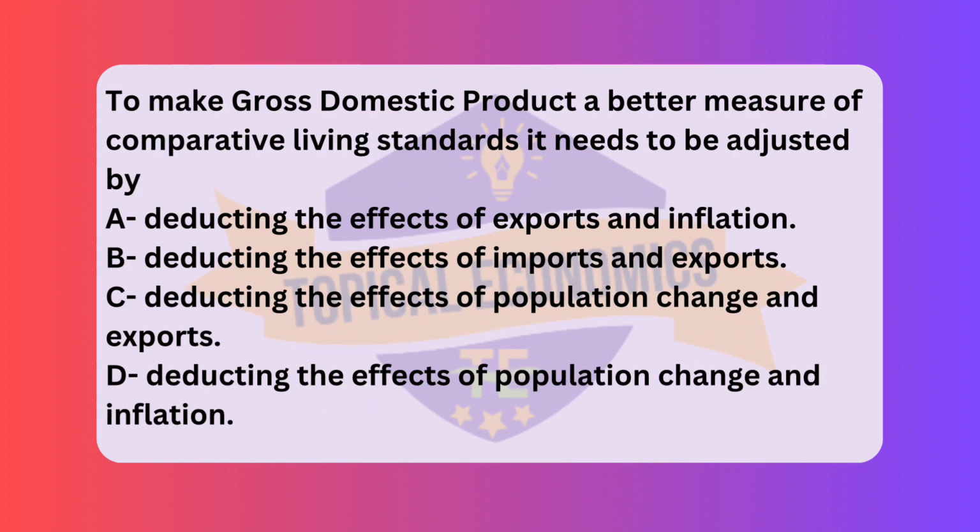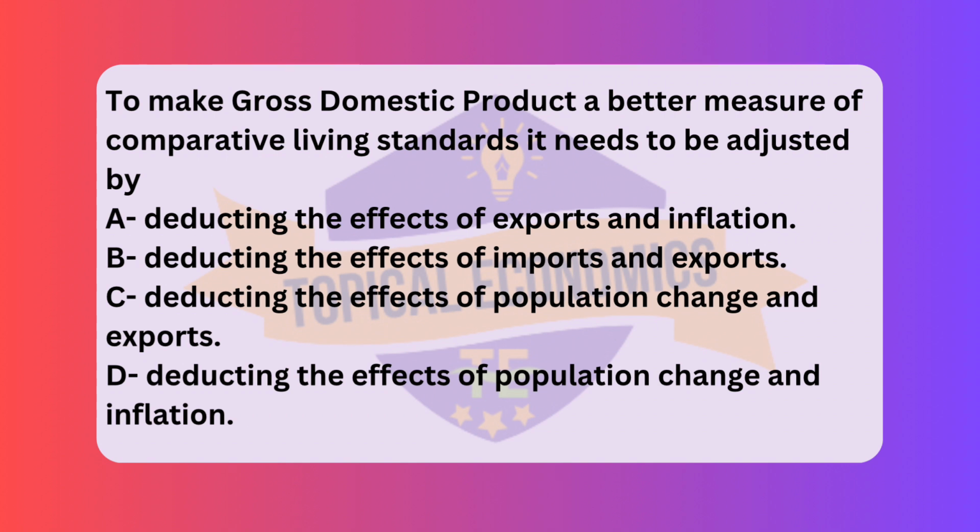Moving to question 31. To make gross domestic product a better measure of comparative living standards, it needs to be adjusted by A. Deducting the effects of exports and inflation. B. Deducting the effects of imports and exports. C. Deducting the effects of population change and exports. D. Deducting the effects of population change and inflation. This question is from year 2015 October, November, version 1. The correct answer for this question is option D.